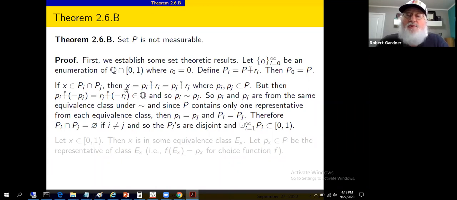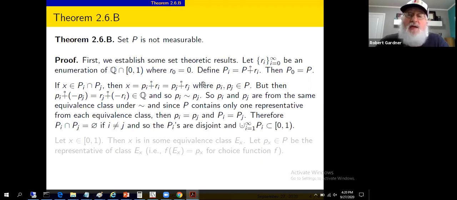Then x equals, what do the elements of P sub i look like? They would be an element of P, circle plus, P sub i, circle plus rational number r sub i. So x would be p sub i circle plus r sub i, where p sub i is some element of set P.